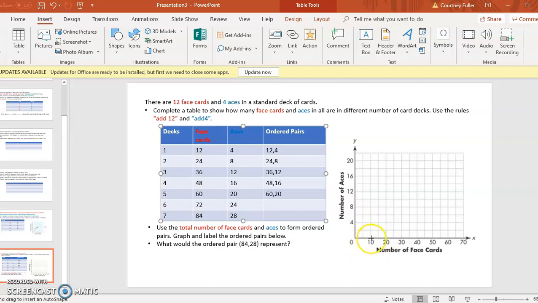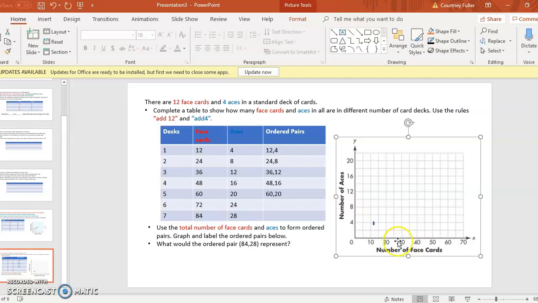If you notice on the bottom here, we have 10 and 20. So we have to find 12 in between 10 and 20, which are labeled. Right in between 10 and 20 would be 15. So 12 would be a little bit closer to 10, in between 10 and 15. So as you can see, 12 would be about right here, and then we would go up to 4 and graph our ordered pair. So there's our first ordered pair. On your assessment, you will have to label it.